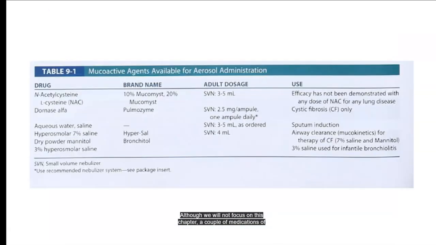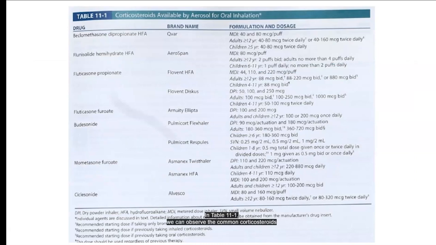Although we will not focus on this chapter, a couple of medications of interest in treating mucus thickening and plugging in many of our respiratory diseases would be our N-acetylcysteine, commonly known as Mucomyst, and again, Dornase alpha or pulmazine for cystic fibrosis. In Table 11-1, we can observe the common corticosteroids used in both Step 2 asthma and COPD. Step 2 asthma is asthma symptoms that occur more than 2 days per week, but not daily, or night awakenings with asthma occurring 3 to 4 nights per month.